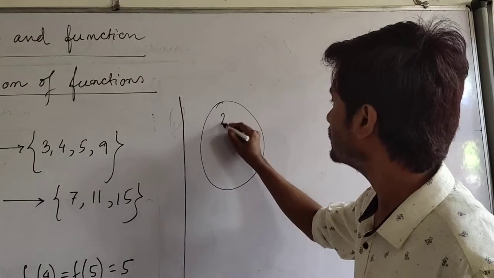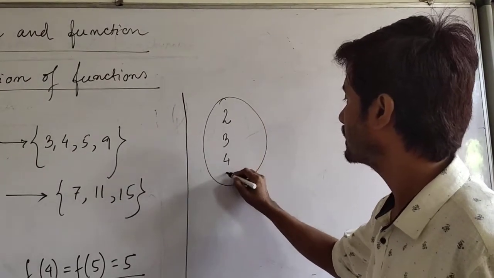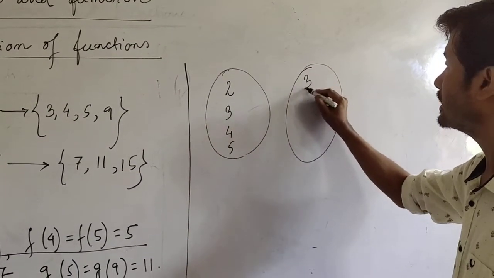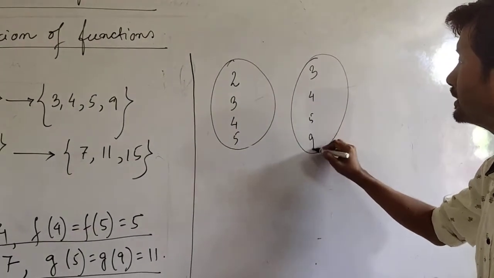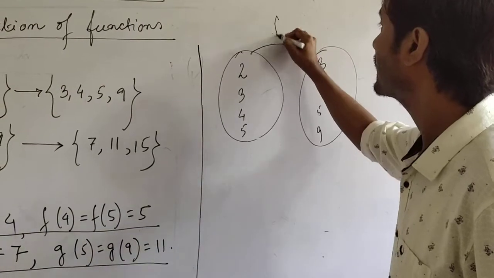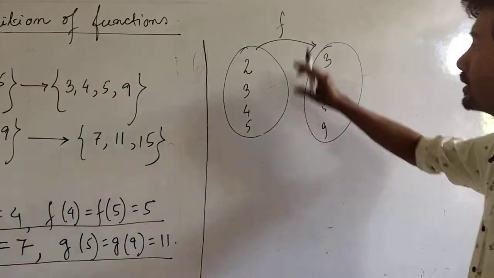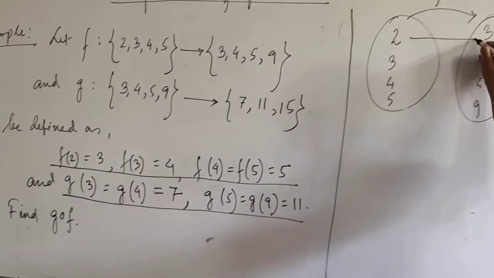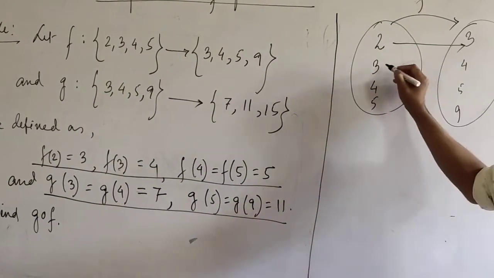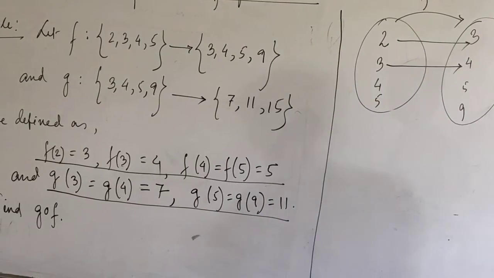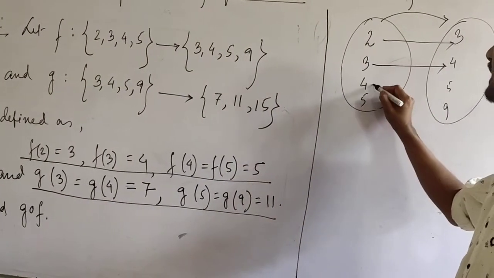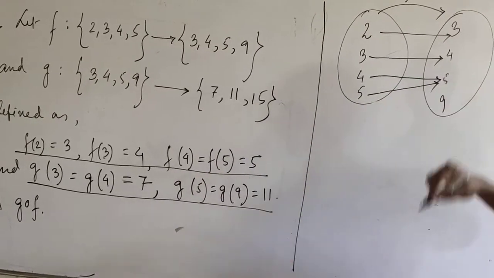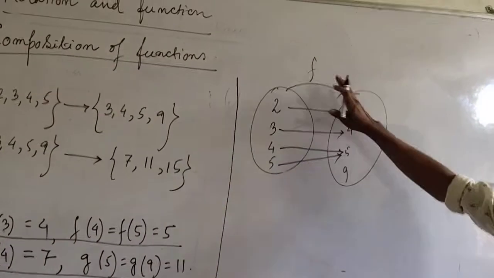The first set is 2, 3, 4, 5, and the second set is 3, 4, 5, 9. The function here is F, and for this function F, it is given that the image of 2 is 3, then the image of 3 is 4, and finally 4 and 5, these two elements have the same image, which is 5. 4 has image 5 and 5 has image 5. So this is our given function F.